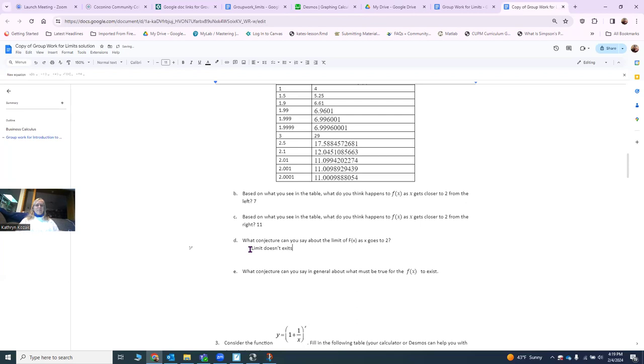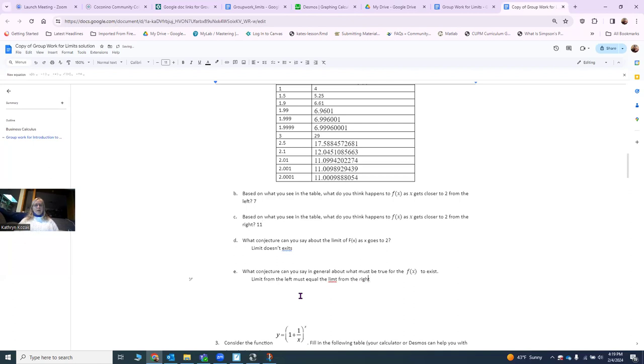because we're not heading to the same place. If you're thinking about driving down a road and you had this problem, you'd either be going off a cliff or you'd be going into a wall, and you wouldn't like either one of those things to happen. So in order for a limit to exist, it looks like the limit from the left must equal the limit from the right.